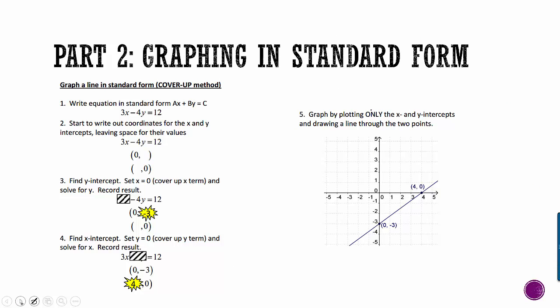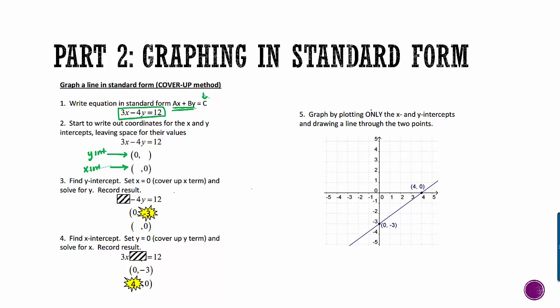When you have an equation in standard form like this one, 3x minus 4y equals 12, your x and your y are on the same side, and then they equal a number. What you're going to do is start to write out coordinates for the intercepts, because remember, we only need 2 points to make a line. This one where x is 0 is going to be our y-intercept, and this one where y equals 0 is going to be our x-intercept.